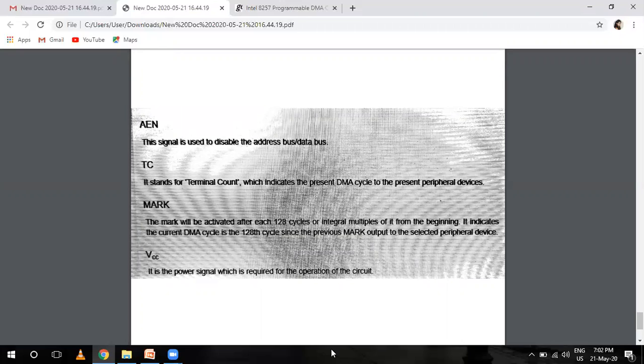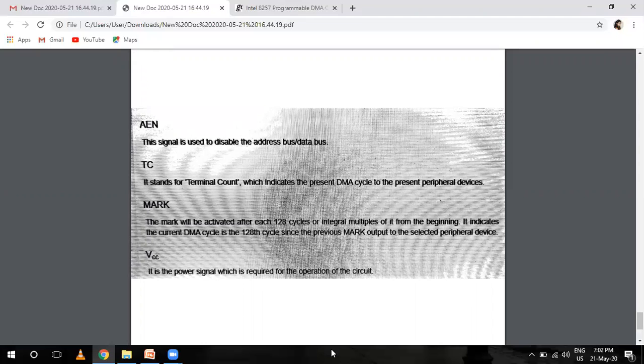The MARK pin will be activated after each 128 cycles, or integral multiples of it, from the beginning, and it indicates that the DMA cycle is the 128th cycle since the previous MARK output to the selected peripheral device. And the last one is VCC. It is a power signal which is required for the operation of the circuit.